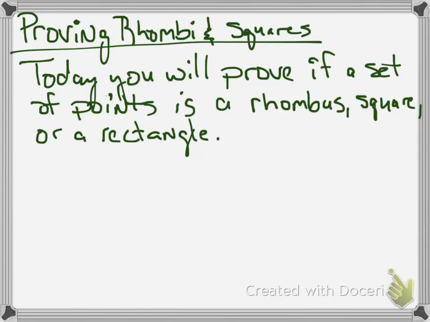Alrighty, here we go. We're going to prove how you can prove things are rhombi and or squares. Today you will prove a set of points is a rhombus, a square, or is it a rectangle? Or could it be all three? Kind of works that way anyways. By the way, if something's a square, it's going to be a rhombus and a rectangle, because guess what? A square is a rhombus and a rectangle put together.